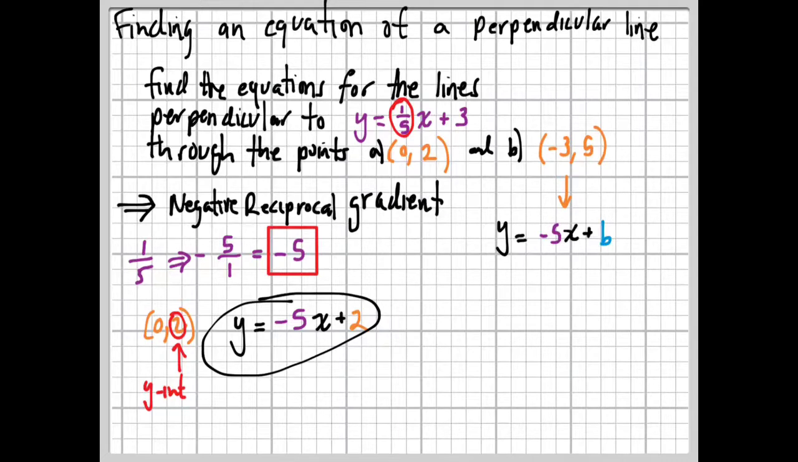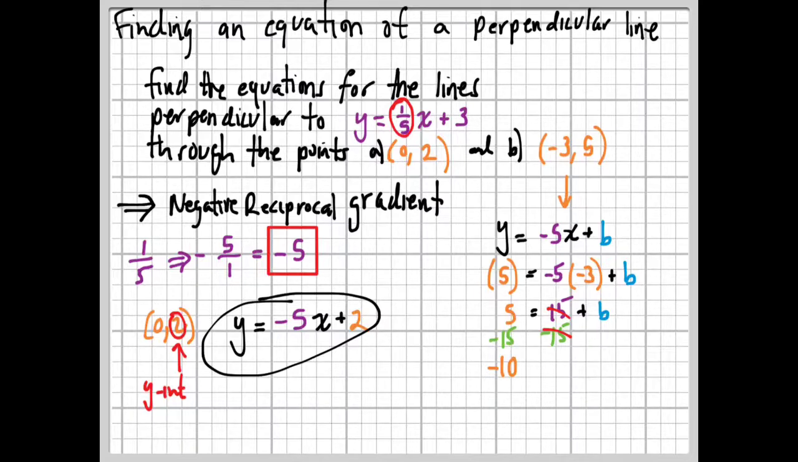We'll plug in our gradient, negative 5x, and put a b, because we don't know what the y-intercept is yet. This one doesn't give it to us. So we'll plug in the x and the y. y is 5, given in that coordinate, and x is negative 3. Okay, so we plug those in, plus b. Negative 5 times negative 3 is positive 15. So we get 15 plus b equals 5, right? And then we'll subtract 15 from both sides. Those cancel on the left, and 5 minus 15, or 5 plus negative 15, is negative 10.